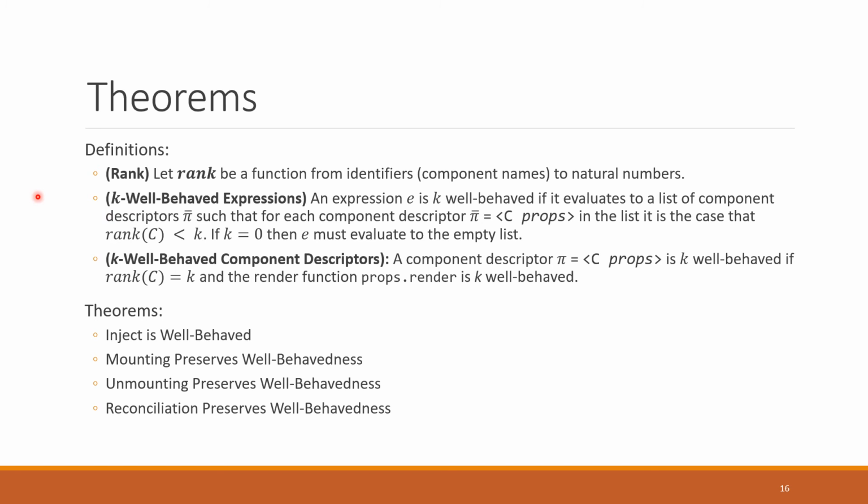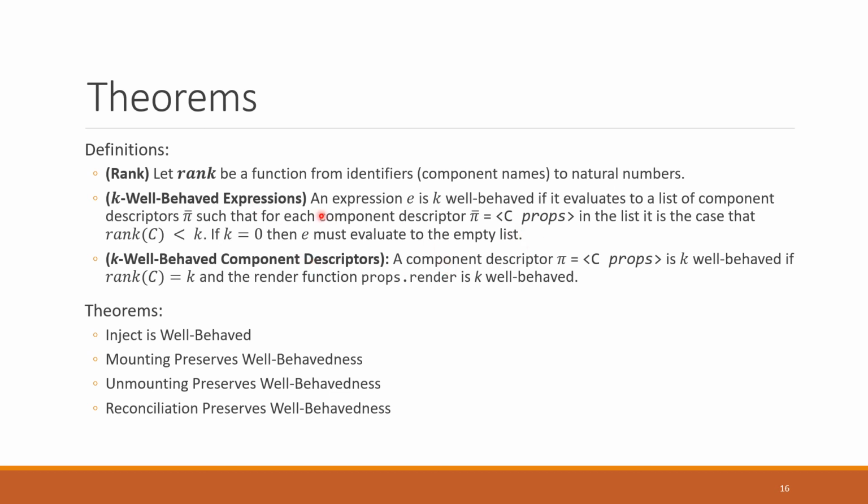Okay, so to make this a little bit more formal, we define a rank as a function that maps component names to natural numbers. And then we say an expression E is K well-behaved if it evaluates to a list of component descriptors pi over bar, such that for each component descriptor in the list, the rank is bounded by K. So an expression E that is K well-behaved has to return component descriptors of strictly smaller rank. And so the special case is when K is 0, that means you have to return the empty list, and that means you don't have any children at all.